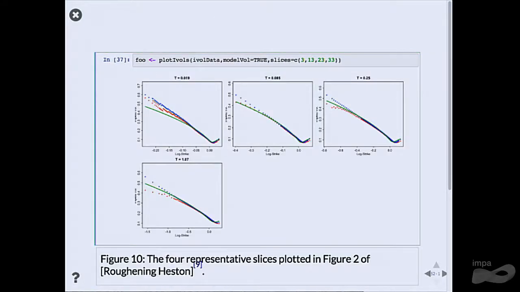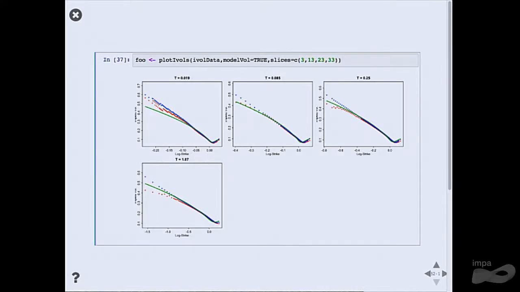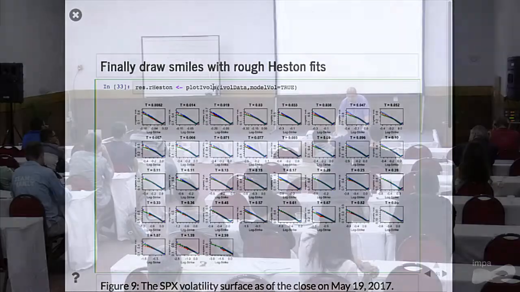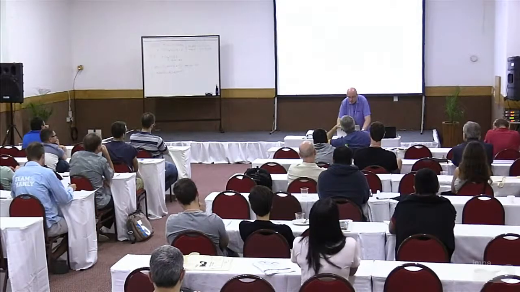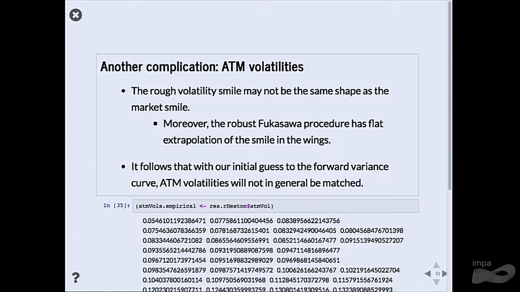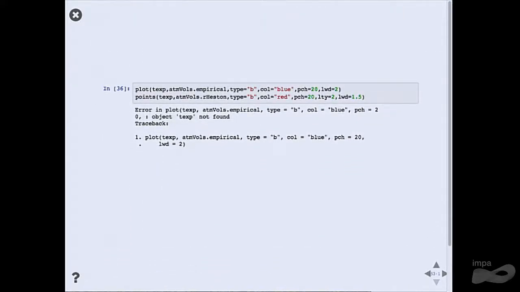Sorry, Jim, I may be tired, but let me ask, why is it clear that they don't match? Well, it's clear because of this picture. Let me show you again. And hopefully this time it will work. So these are my empirical at-the-money vols. And no, it doesn't work. But anyway, in the picture before, you saw they were different. There was a blue line and a red line. They're just different numbers.